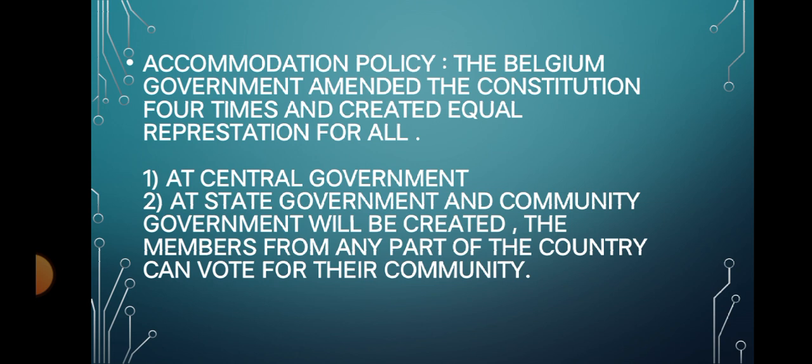Accommodation policy in Belgium. How did Belgium resolve the problem of accommodation? The ethnic conflict between the Wallonia region people and the Flemish region people was resolved. The constitution was amended four times from 1970 to 93, and mostly all the regions' people were kept in mind.